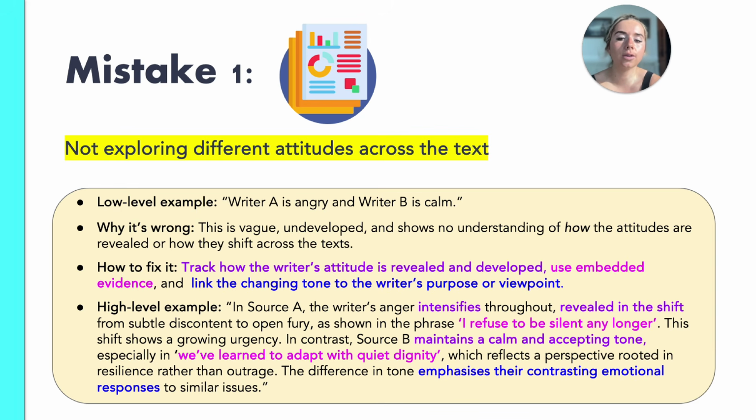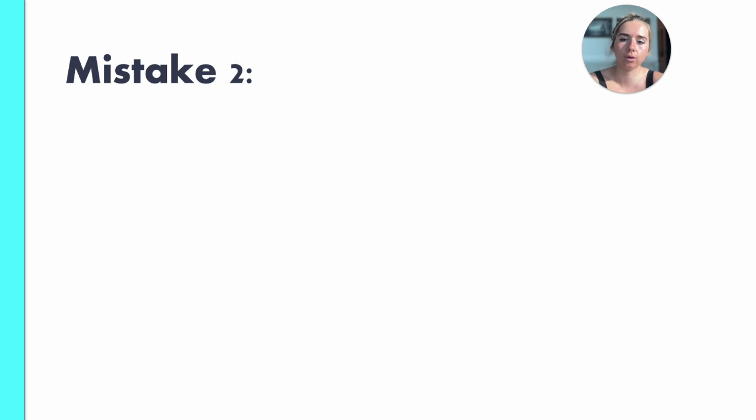So you can see that what I've done is I've spoken about how their attitudes have changed. That's what I'm comparing. Then I've embedded in a quote. And then I've linked it to the writer's viewpoint and perspective. The difference in tone emphasizes their contrasting emotional responses to similar issues. So that is my point of comparison and what I'm making. Really easy. I'm exploring their different attitudes and I'm comparing as well. Have they changed or have they not changed?